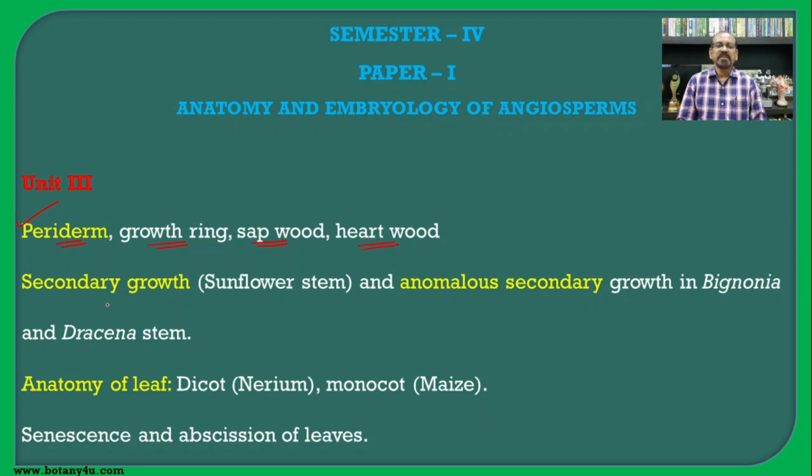In this third unit of this paper, the syllabus includes the periderm, growth rings, sapwood and heartwood. In the second topic, that is secondary growth, the example is given as a sunflower stem. Then anomalous secondary growth, that is in Bignonia from the dicotyledons and Dracaena from the monocotyledons. Then anatomy of leaf, from the dicot we have the example of the Nerium leaf, and the second one from the monocot, that is a maize leaf. And the last topic in this unit is senescence and abscission of leaves.